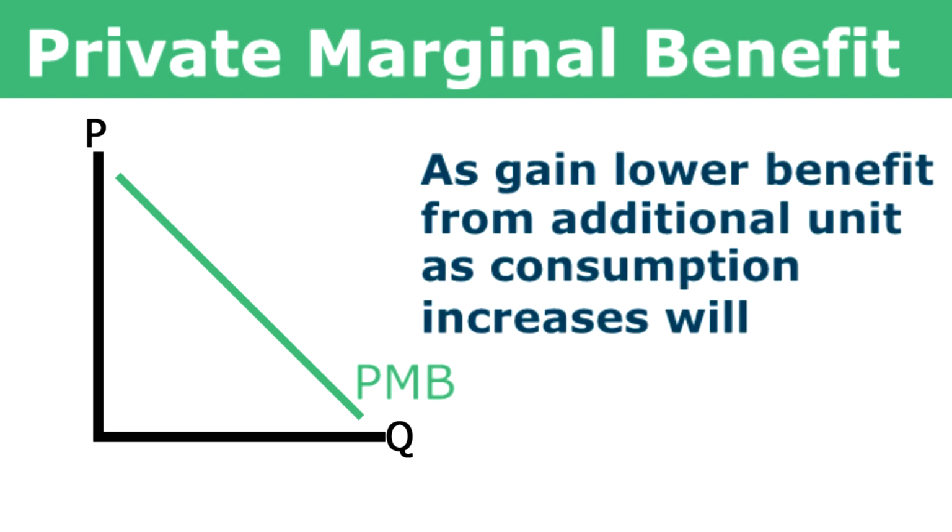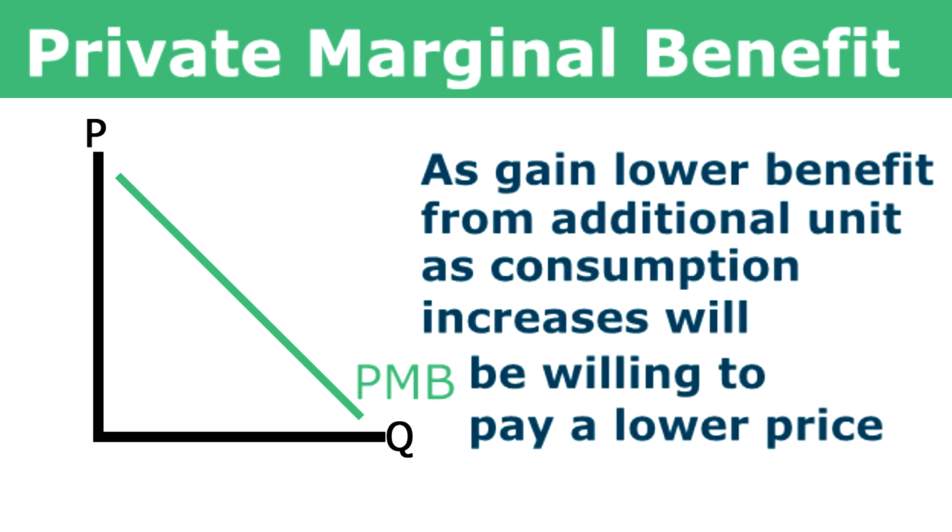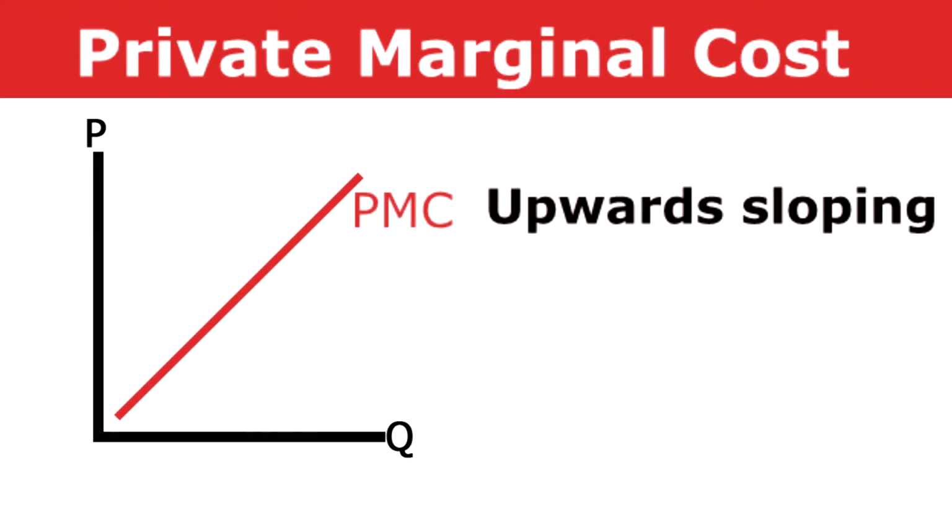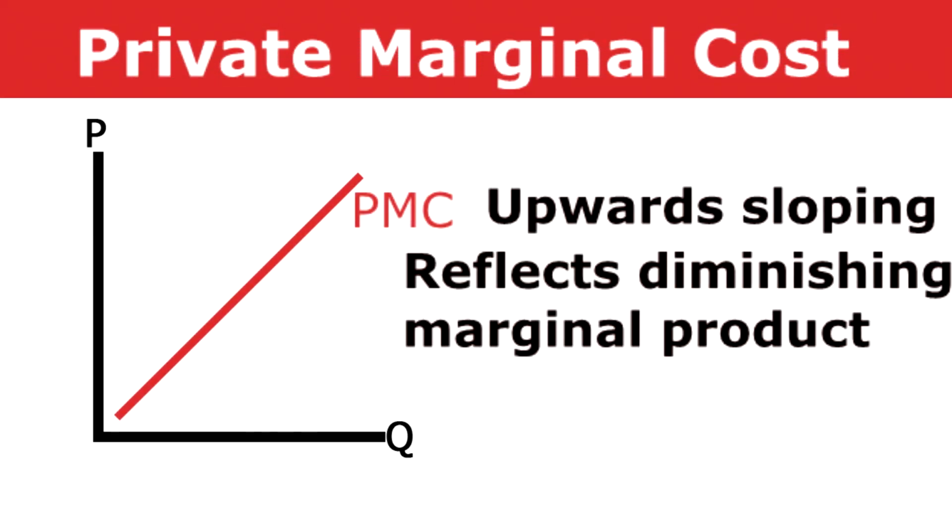This means that a lower price is required to incentivize consumption of the marginal unit as consumption increases. The private marginal cost curve is upward sloping, which reflects diminishing marginal returns of production.